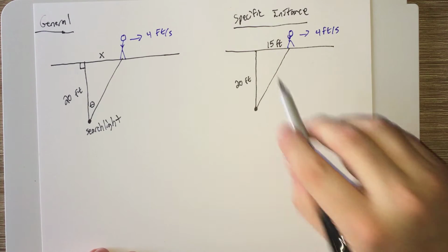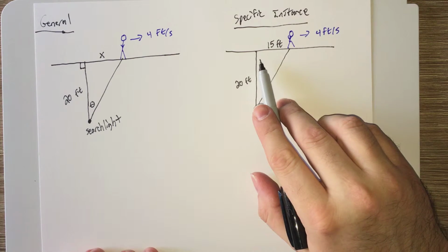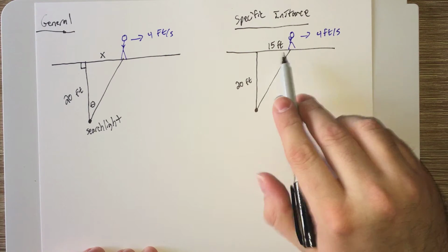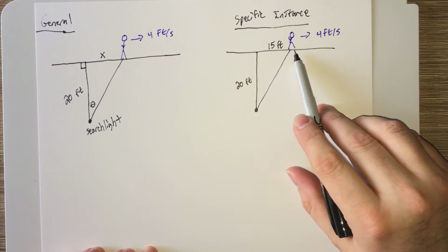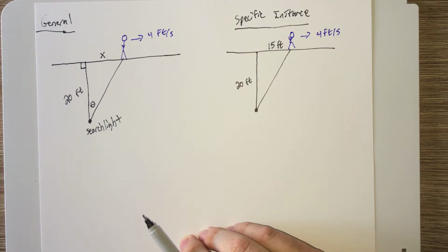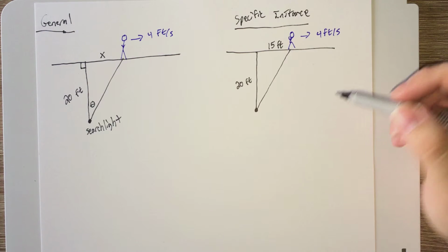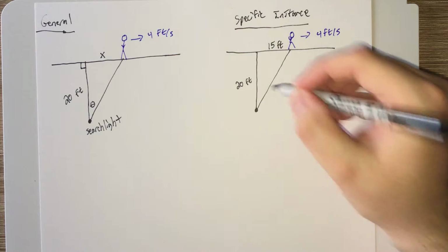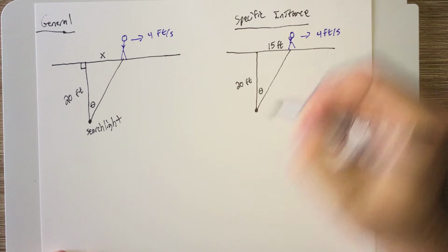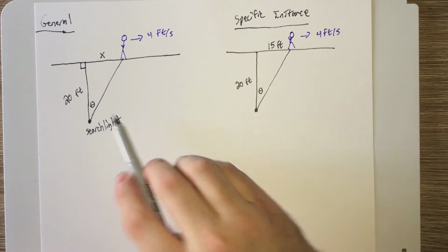Understand the difference though. That distance is changing. It's not always 15 feet. That's why I'm calling it x in my general picture. But then at the moment when this is 15 feet, we have to find something. I'm not going to label the theta because they don't give it. I could just put theta in here again since we don't know it for now. Okay, so this is the general picture.